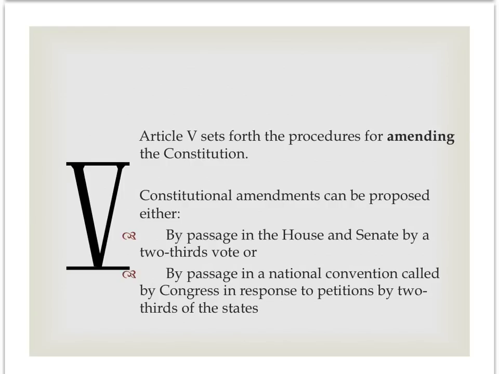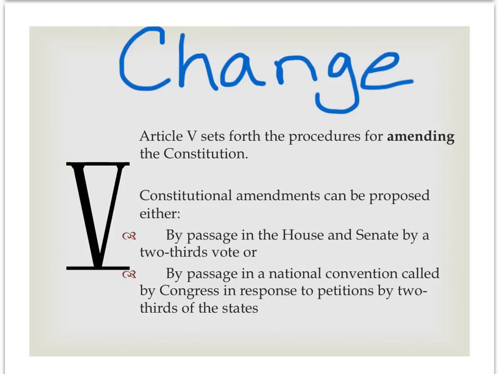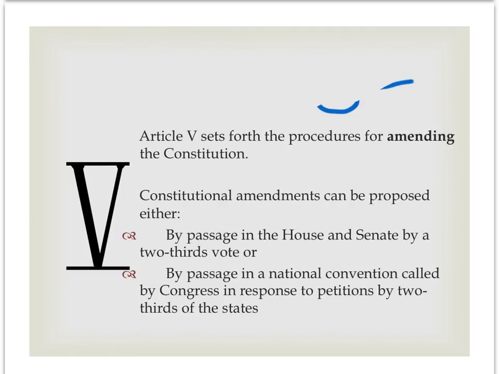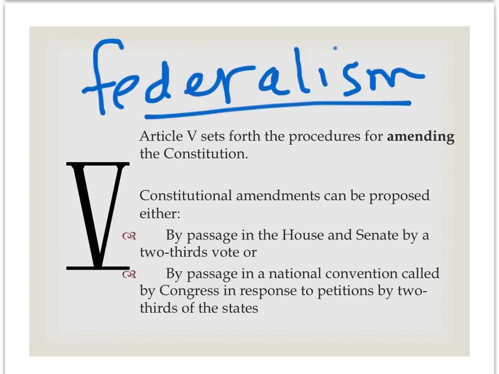Now, let's talk about Article 5. If we could shorthand Article 5, one word: change. Article 5 deals with the process of making changes to this Constitution. There is a formal amendment process. It is 2 steps. It requires the participation of both the national government and the state government, so it embodies the principle of federalism. Don't forget that. 2 methods for proposal, 2 methods for ratification. Don't get hung up on memorizing the percentage votes or anything. Just remember that it's a smaller percentage for proposal and a larger percentage for ratification.